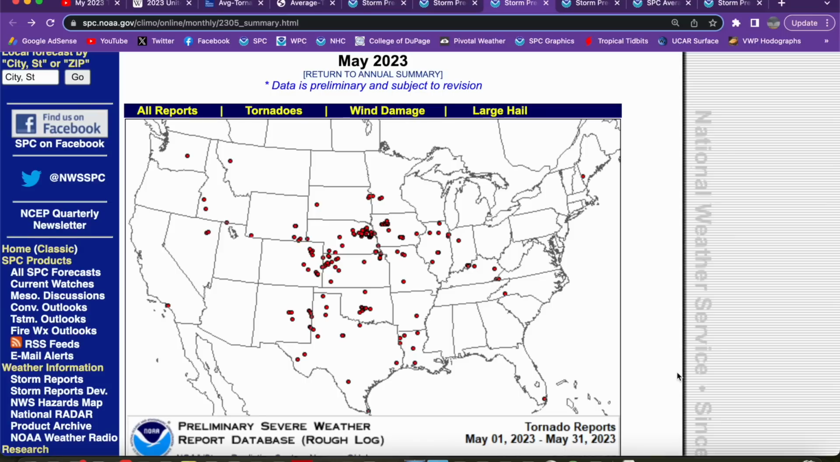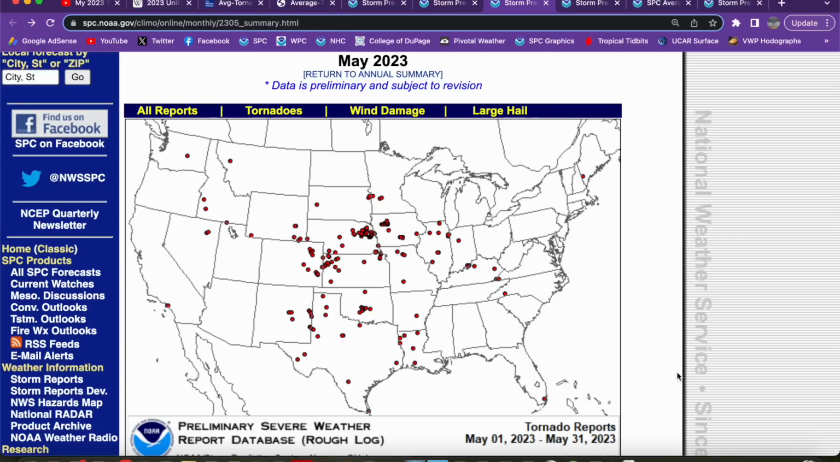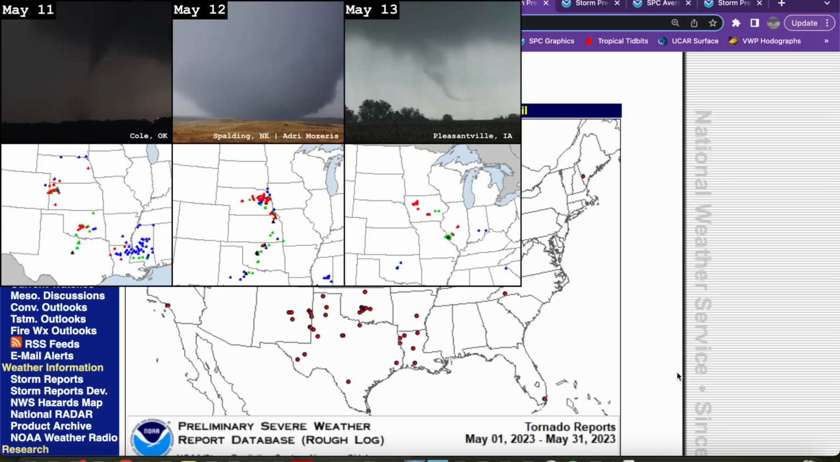May was another month that saw a below-average tornado count across the United States. Just 199 total tornado reports for the month of May, a pretty significant departure from normal, but it was not quite as quiet as April was, and that was thanks in large part to a notable tornado outbreak sequence that occurred between May 10th and May 13th, really peaking between May 11th and the 13th.